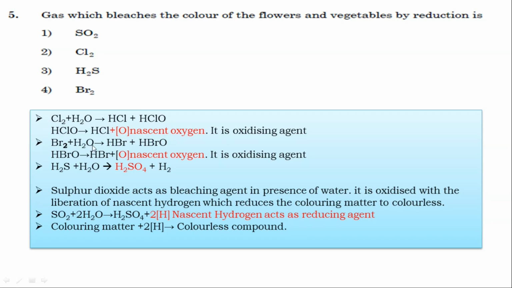If you take H2S, H2S plus H2O gives sulfuric acid plus hydrogen gas, so it is also not a bleaching reducing agent. So the correct answer is SO2. Sulfur dioxide acts as a bleaching agent in the presence of water. Nascent hydrogen is produced, which acts as a reducing agent and makes the coloring material into a colorless compound. So option 1 is correct.